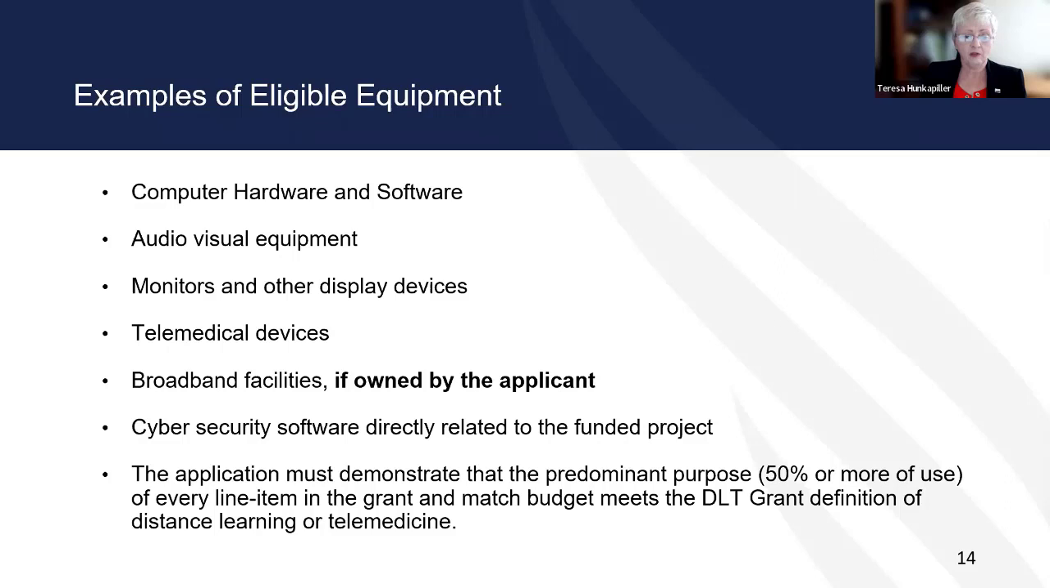It can't be a general telephone system that you need throughout your facility or a PA system or any of those type things. It must be for this purpose. This is the reason that you're getting it. You would not be purchasing it otherwise, and your grant project cannot be done without it. So that's kind of how we determine if it's eligible.